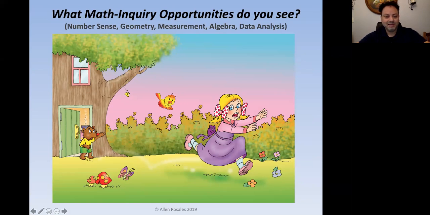And there's a lot of math here, right? Some opportunities like how far is she traveling? How far is her house? How fast is she running? How much taller is she than the baby bear?